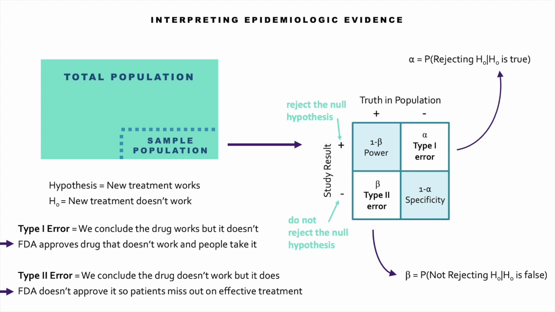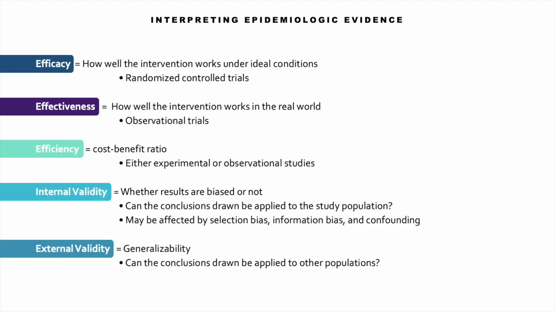The probability of making a type 1 error is set by the researchers when designing the study, usually at 5%, and there's a trade-off between type 1 error and type 2 error. The probability of making a type 2 error depends on the type 1 error rate, but also on the study's sample size, the size of the difference the study is trying to detect, and consistency of the data, as mentioned on the previous slide. Efficacy refers to how well the intervention works under ideal conditions.